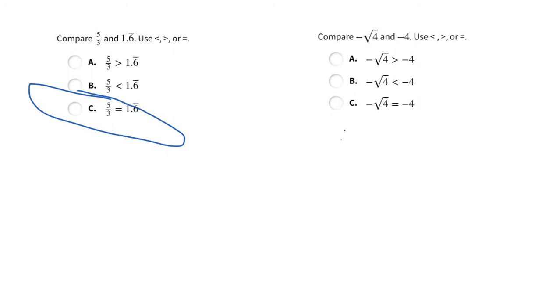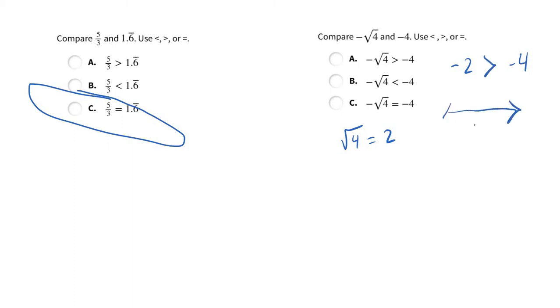Well, what does square root mean? Remember, square root of 4, what number times itself equals 4? Well, that equals 2, doesn't it? So square root of 4 is 2. So this is actually saying -2 something -4. And now we need to be a little cautious, right? -2 something -4. Well, -2 is a larger number.